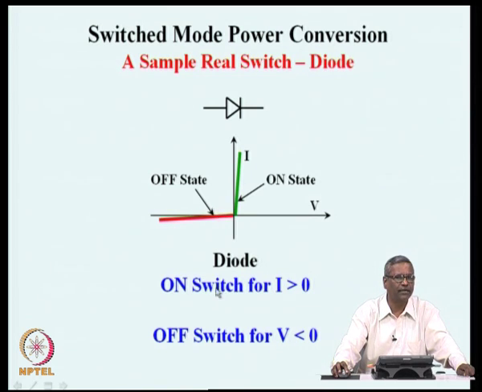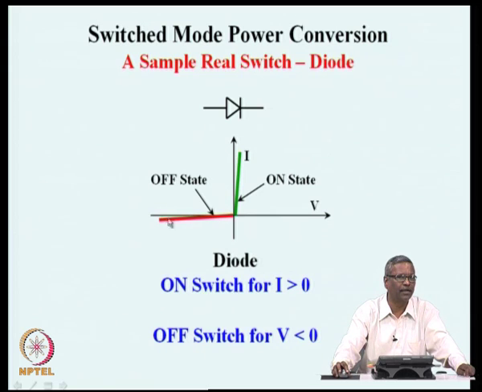The on state of this switch is automatically decided. There are no control features, control possibilities. A diode turns on or turns off depending on the circuit conditions. There is no control effect that is given to that. The switch is on if the current through that is in the positive direction. The switch is off if the voltage across that is in the negative direction. So, we see that this diode is behaving like an on switch if the current through this diode is greater than 0, and it behaves like an off switch when it is blocking negative voltages.